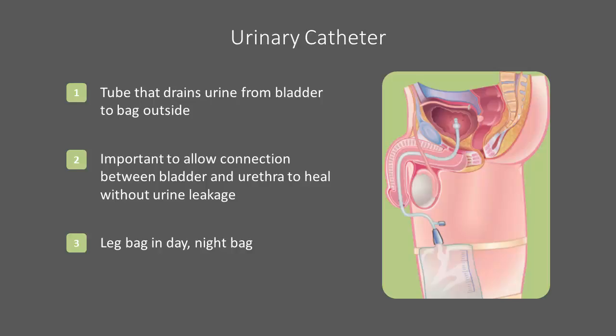A urinary catheter is a tube that drains urine from the bladder to a bag outside. This tube is extremely important to allow the connection between the bladder and urethra, called the anastomosis, to heal without urine leakage at the site.